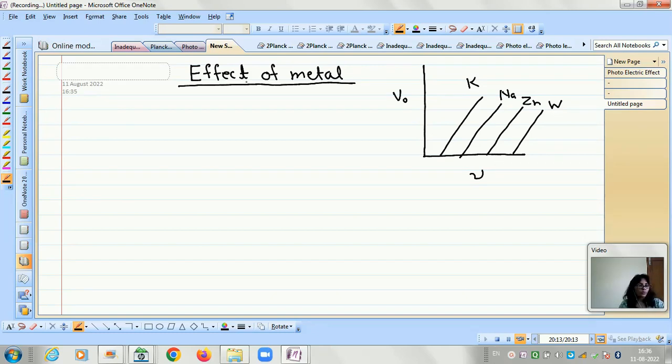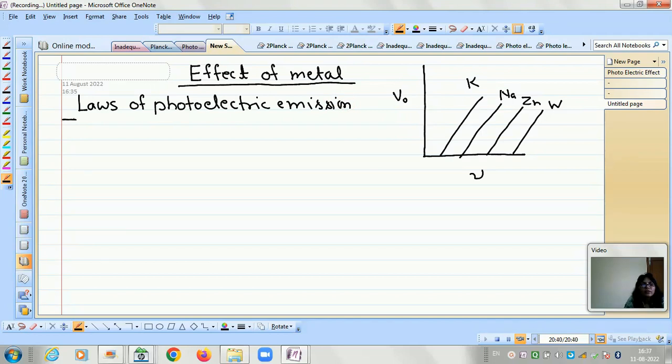Now let us go further and put another heading, the laws of photoelectric emission. What we have discussed so far, the effect of various factors on the photocurrent, will form different laws. These are also known as the fundamental laws of photoelectric emission.